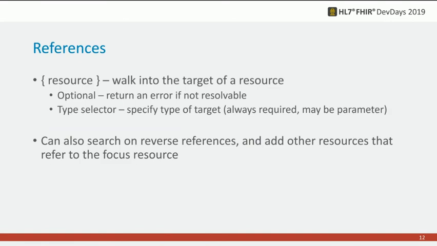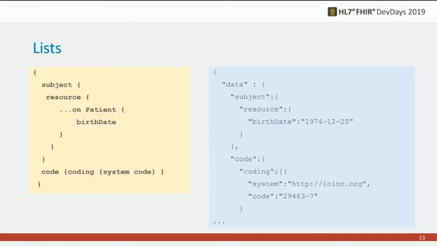When you hit a reference, this is where it gets useful. There's an implicit field, resource, which is in every reference, which is the target of the reference. So you can say, well, I want to walk into the resource and return what's referred. And actually, you need to say what kind of resource it is. It's a GraphQL thing. You have to know what you're dealing with. So here's an example of this.